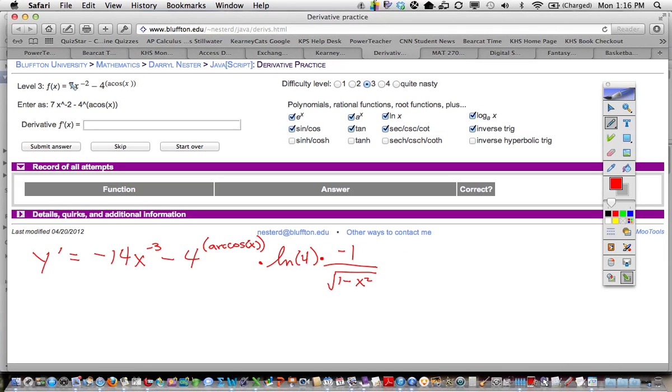So this one's easy here. This is 4 raised to some stuff, so leave that alone, times the ln4, and then times the derivative of the inside stuff, which is our cosine. So the derivative of our cosine is -1 over all this. Now there is one more thing I can do.